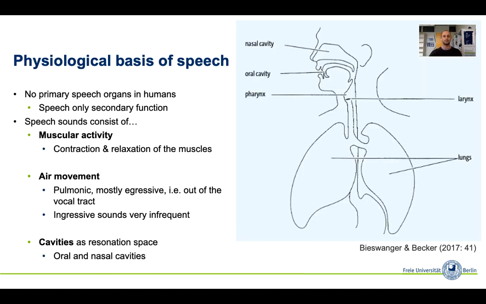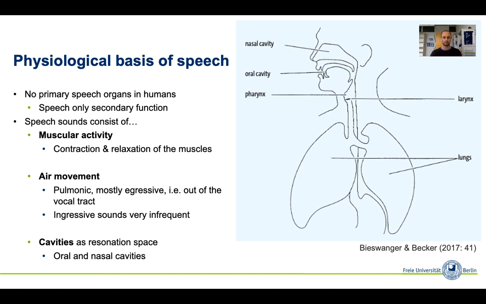Right, so let's move on to the speech organs. So what is the physiological basis of our speech? How do we actually produce the sounds that we use to communicate with other people? So firstly, it's important to say that humans don't really have any primary speech organs, right? So all the organs that we use in order to speak are primarily used for something else, right? So for example, our lungs are primarily used for breathing, or our teeth are used for biting, but not for speaking. At the same time, they can be used to speak.